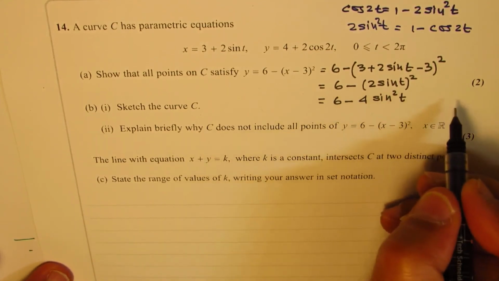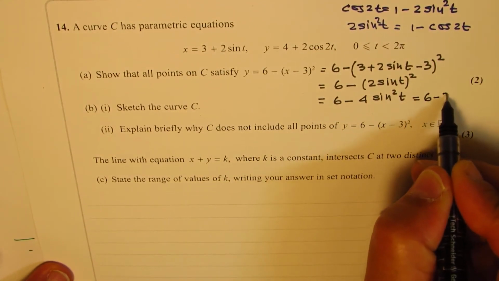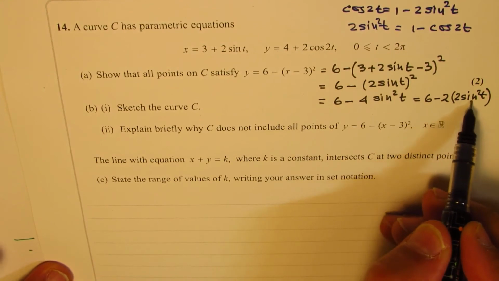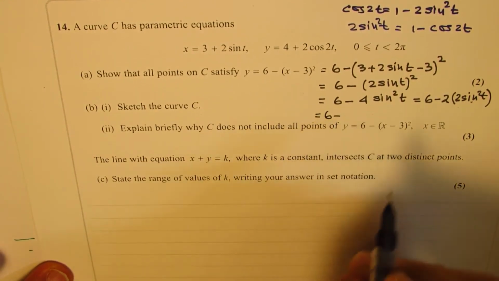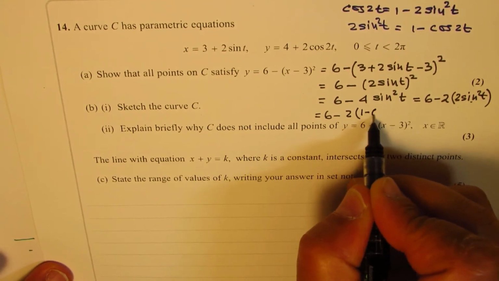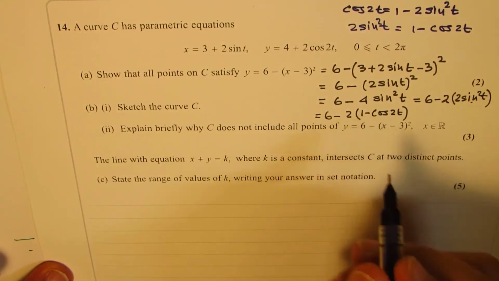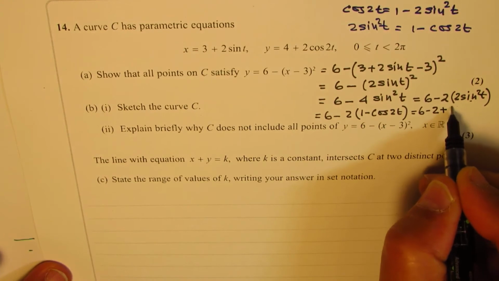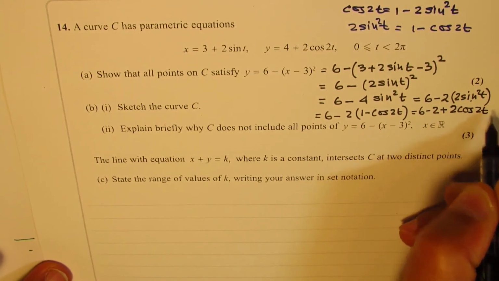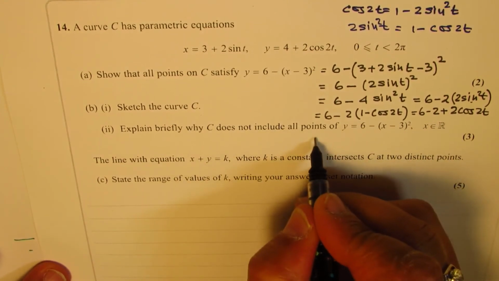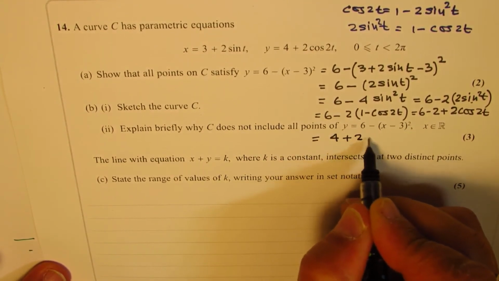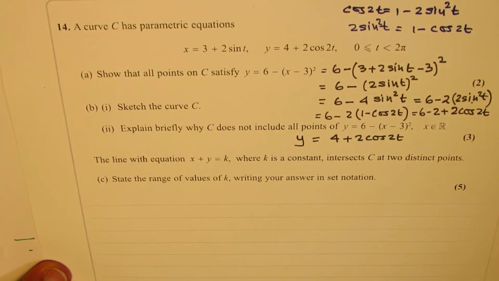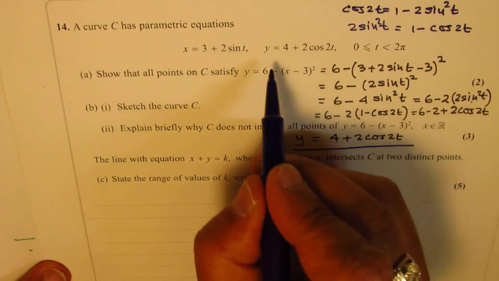So this could be written as equal to 6 minus 2 times 2 sine square t, right? Now I'll substitute 2 sine square t as 1 minus cos 2t: 2 times 1 minus cos 2t. When you open the bracket, you get 6 minus 2, and minus minus becomes plus 2 cos 2t. 6 minus 2 is 4, so we get 4 plus 2 cos 2t, correct? So we do get the equation y equals 4 plus 2 cos 2t.